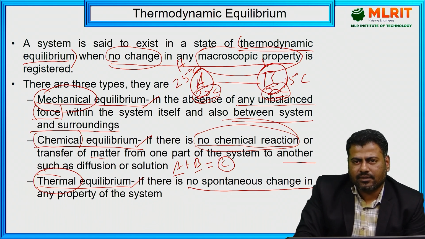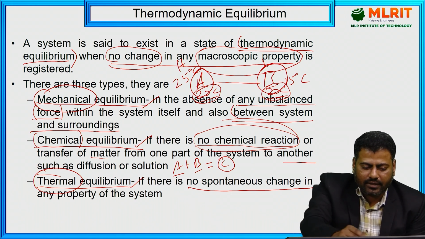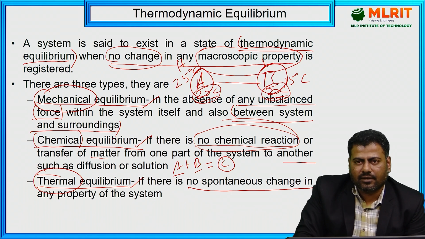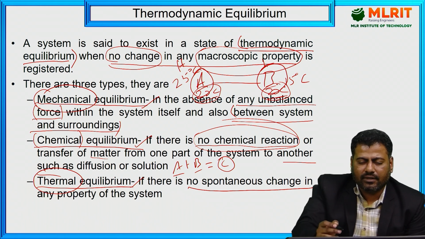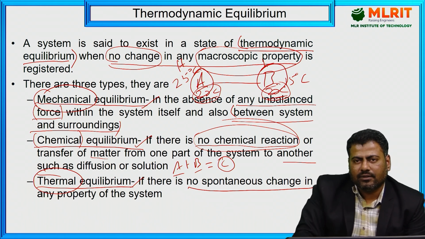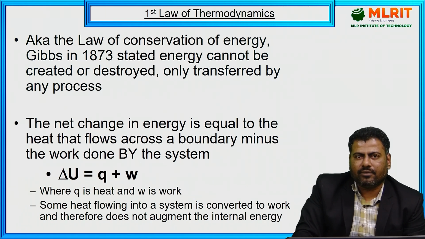Between the systems, or between the system and surroundings, we can say this too. That is what we have included here. Between system and surroundings or between systems, it is applicable. So these are the various categories of thermodynamic equilibrium. For this we require the zeroth law of thermodynamics. We have discussed this only with respect to two systems, but if I have multiple systems also, we use the zeroth law of thermodynamics. Got it? So we'll move to the next law of thermodynamics.